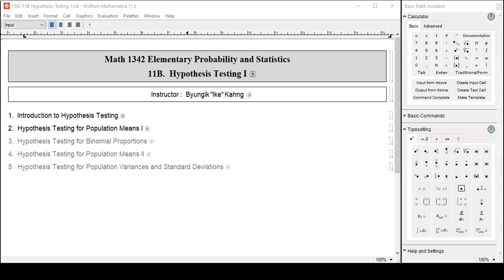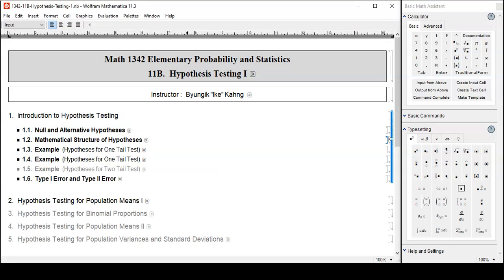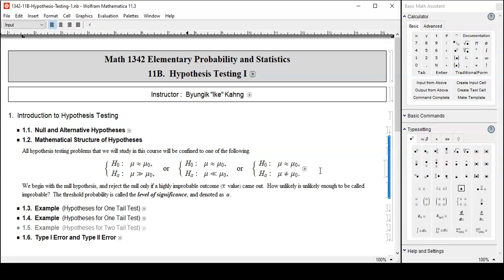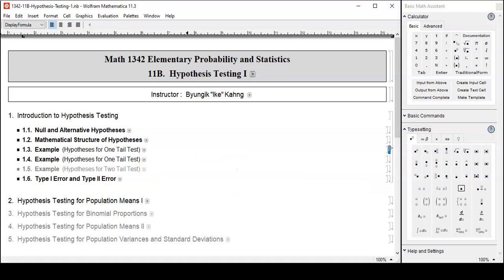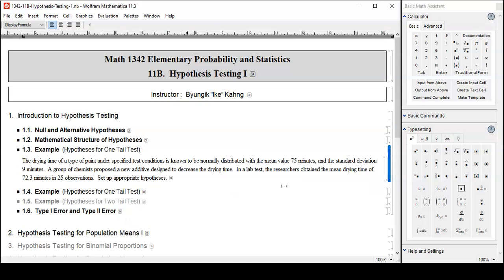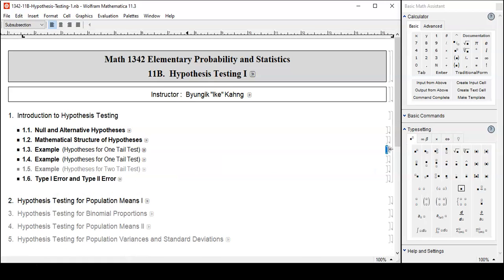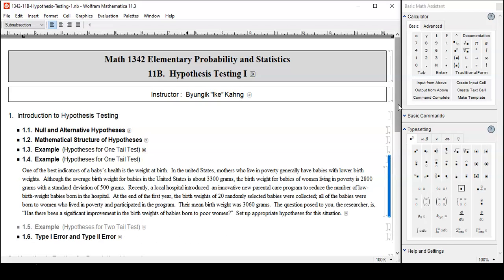Hello students, welcome back. Let's resume our discussion. Previously, we went through the mathematical structure of hypotheses, and then we practiced setting up the hypotheses with this example problem. One more. Okay, here's another problem, a little bit longer and thus a little bit harder. Please stop the playback and read through.